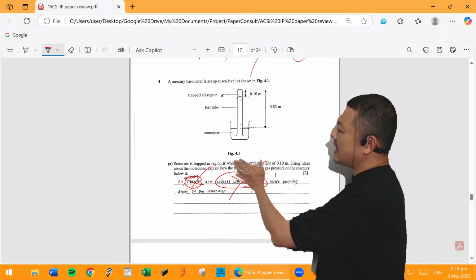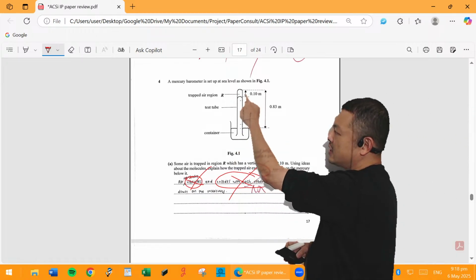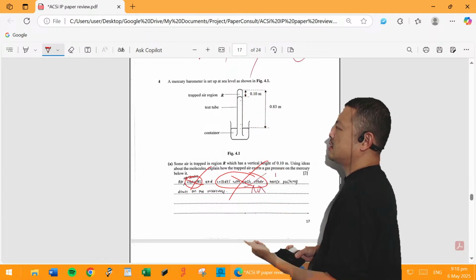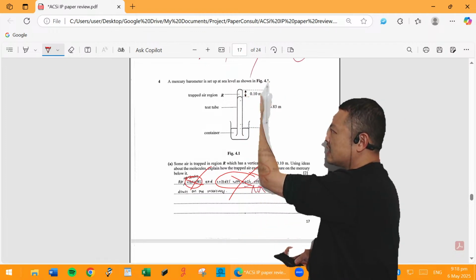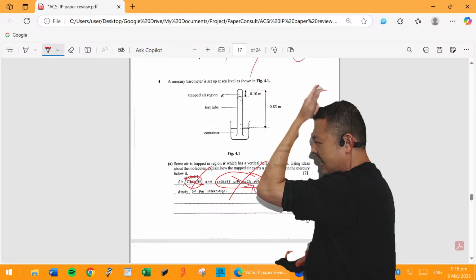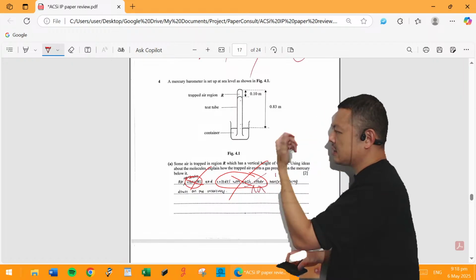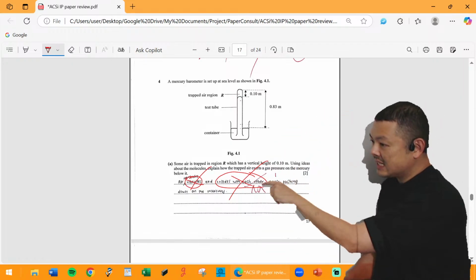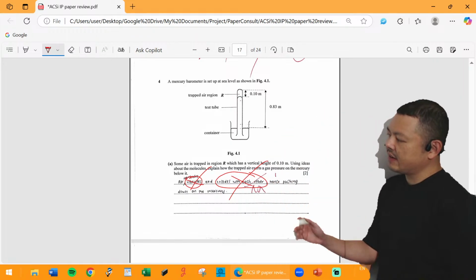You have to say that the air particles in the trapped region move at high speeds, collide with the walls and the surface of the mercury, exert a force and hence exert a pressure. You're supposed to say that. Ken, this answer would not have been acceptable. I don't know why he gave you 1 mark even.